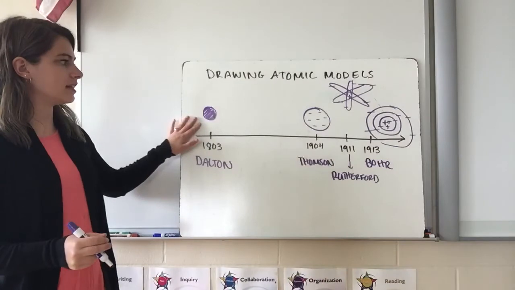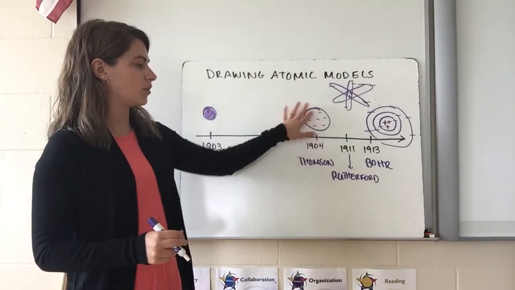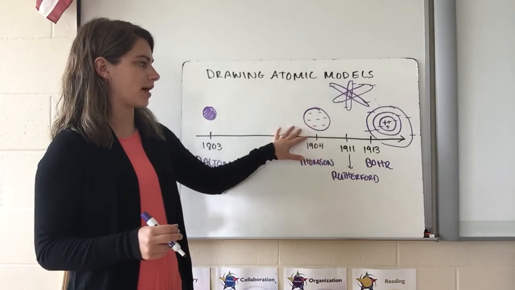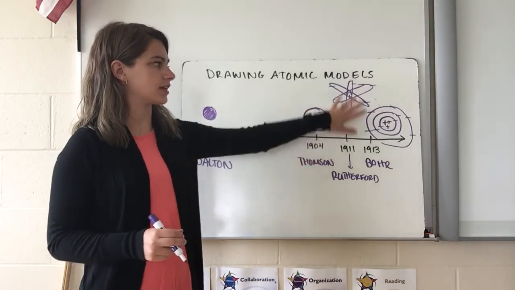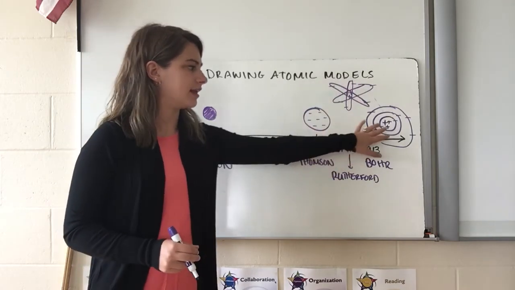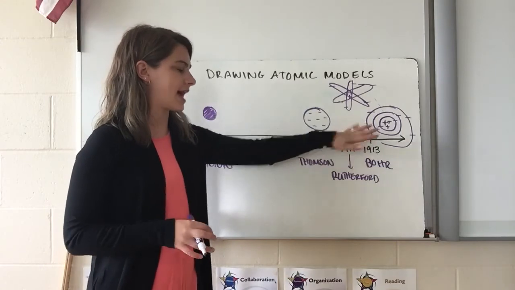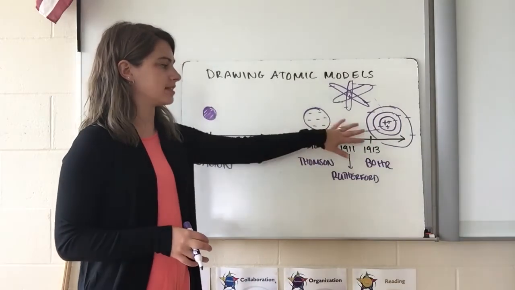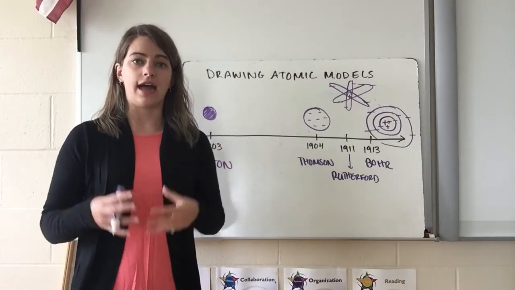So we go from a solid sphere to a generally positive atom with some negative electrons spread throughout. And then we move to a positive nucleus with the electrons orbiting around the outside. And then finally we're going to end in this class with Bohr's model of the atom that has a positive nucleus with the electrons in specific concentric energy levels.